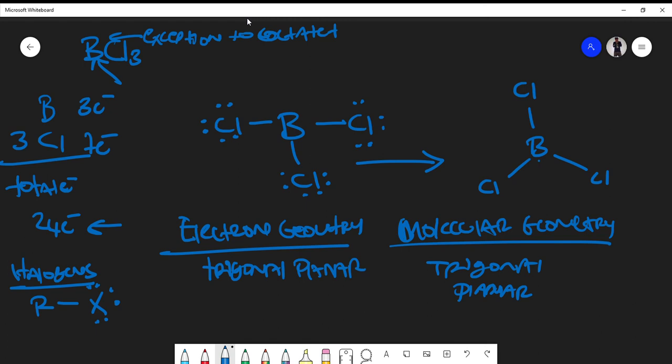Now, the bond angles in an ideal trigonal planar are usually 120. Now, I'm going to ask a question again. What if I had lone pairs on the boron? Would you expect the bond angle to be less than 120 or greater than 120? Actually, I want you guys to answer that in the comments.